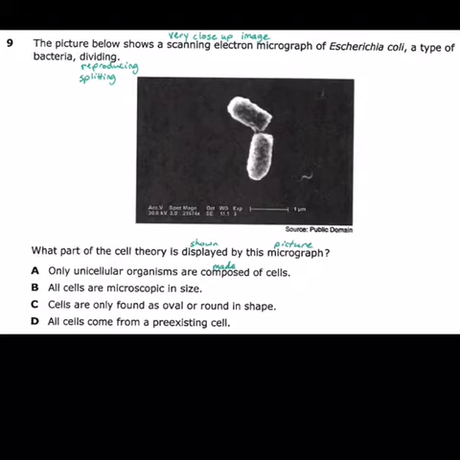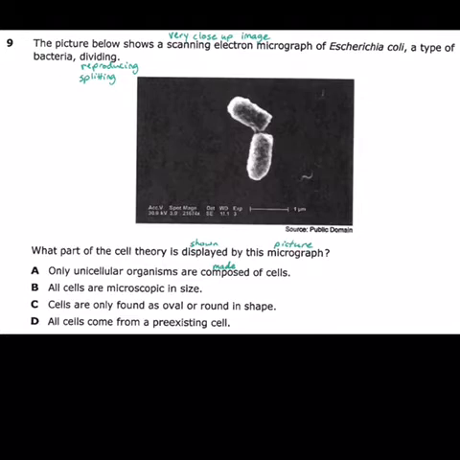Question 9. The picture below shows a scanning electron micrograph, or a very close-up image, of Escherichia coli, E. coli, a type of bacteria dividing, reproducing, or splitting. What part of the cell theory is displayed or shown by this micrograph picture?